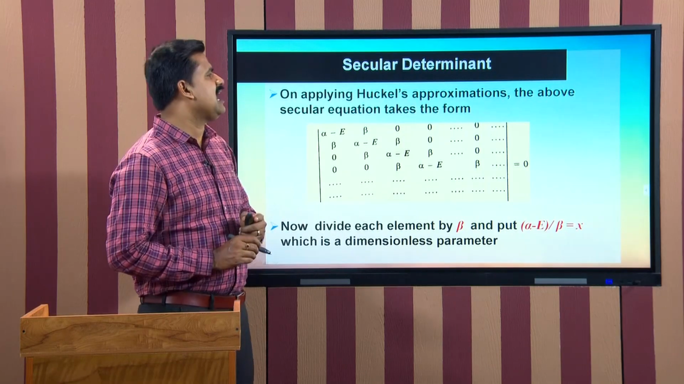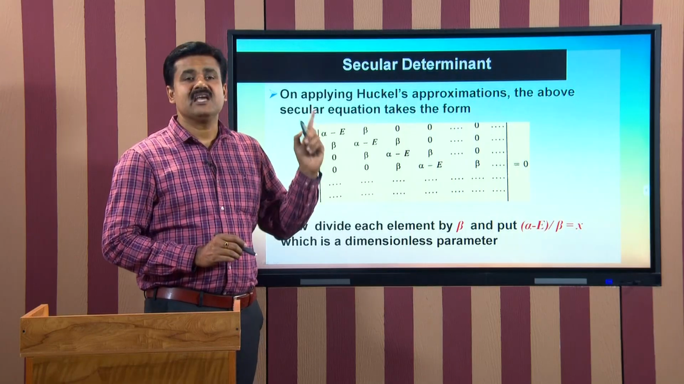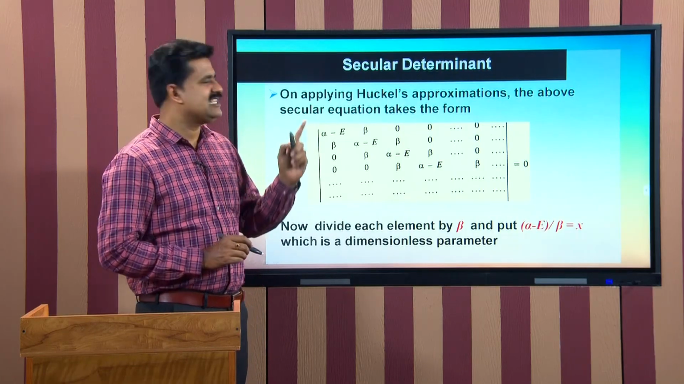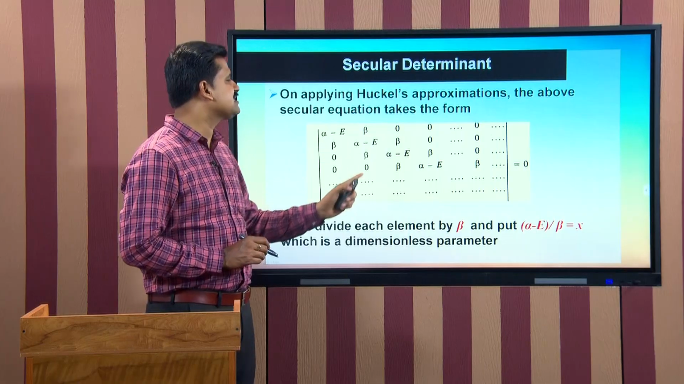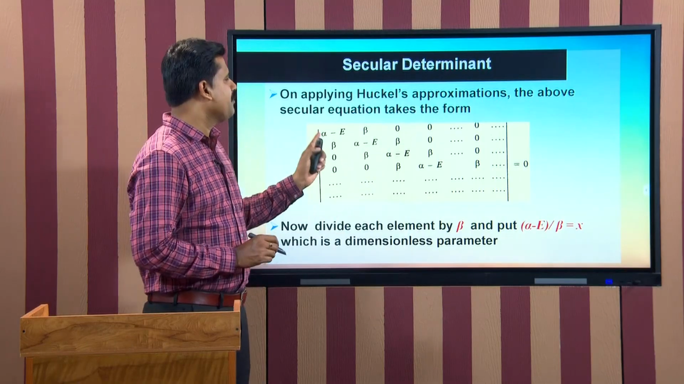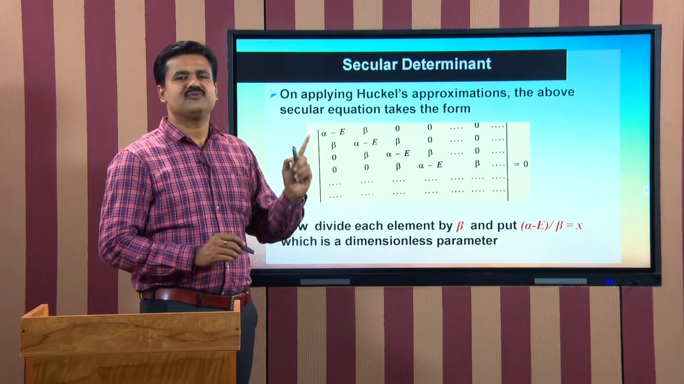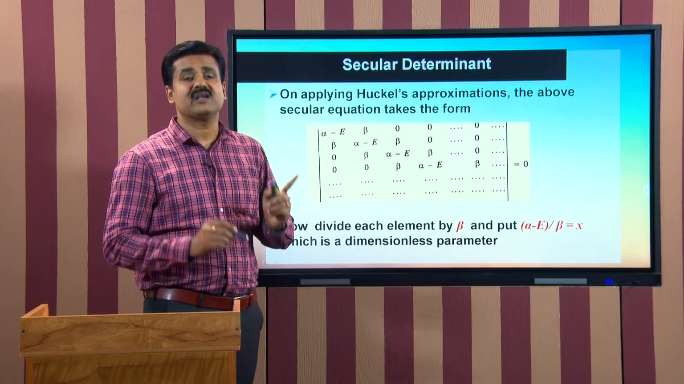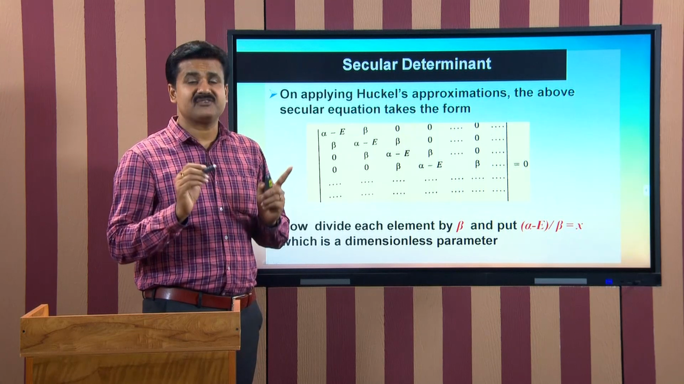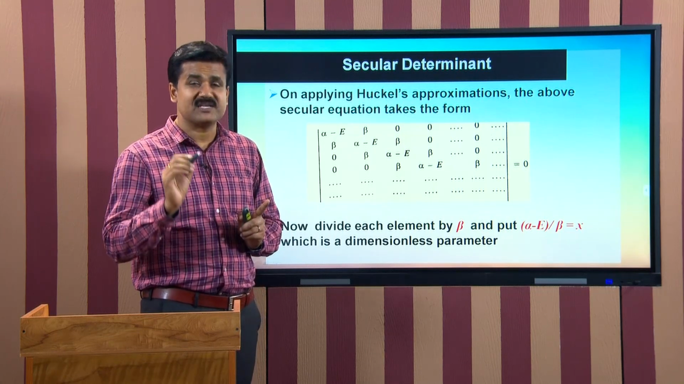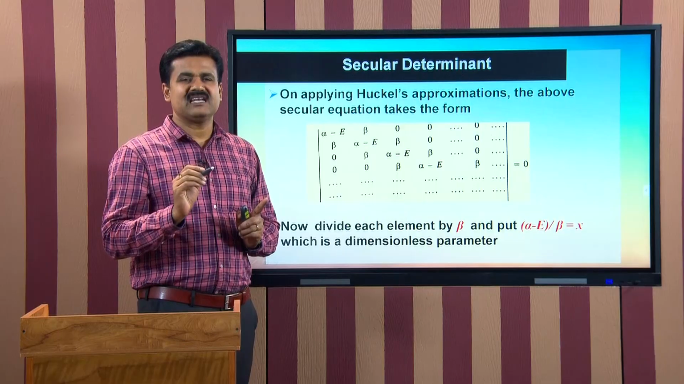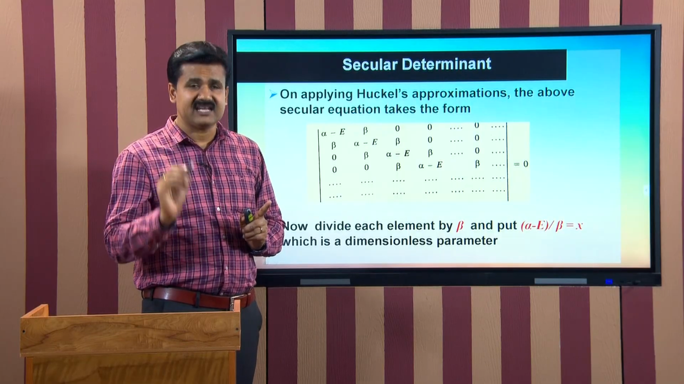On applying Huckel's approximations, the above secular equation takes the form alpha minus E, beta, 0, 0; beta, alpha minus E, beta, 0, 0, and this is the form of the parent secular determinant only after putting Huckel's approximation on the overlap integral as well as the Hamiltonian integral.